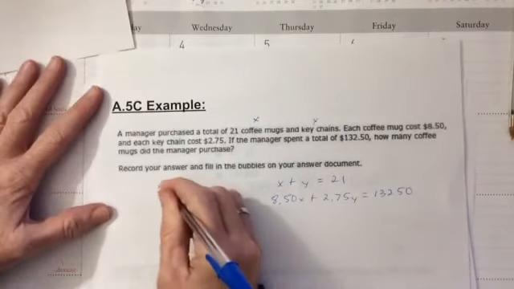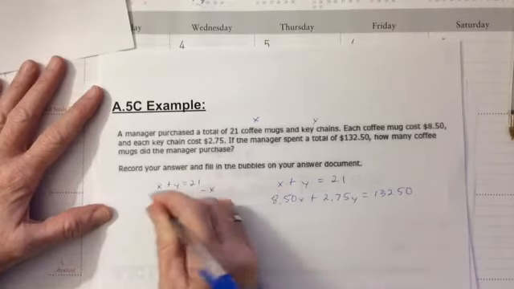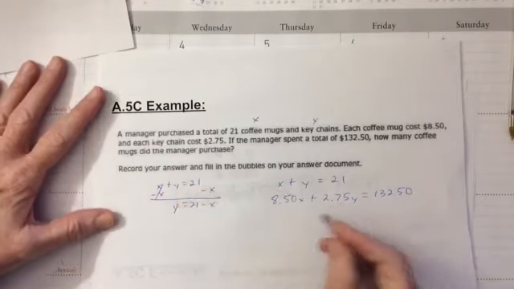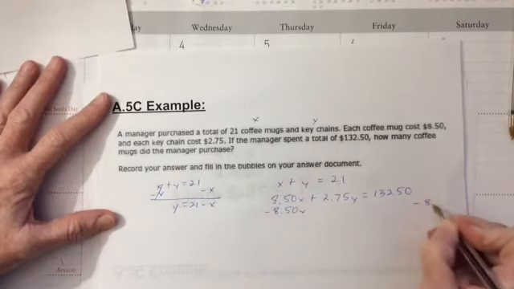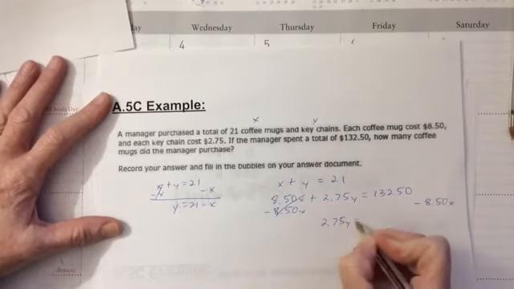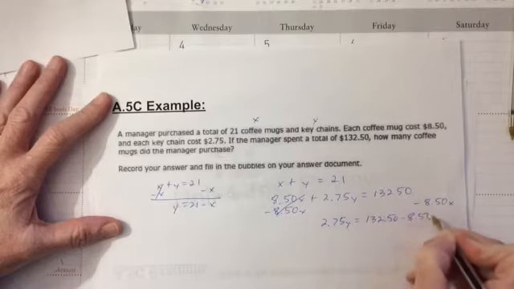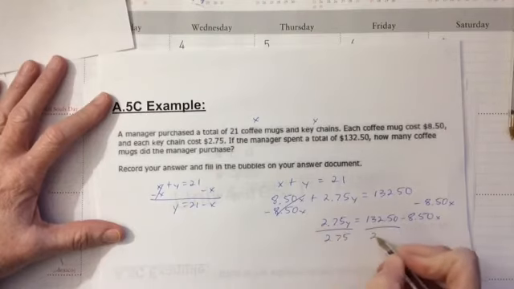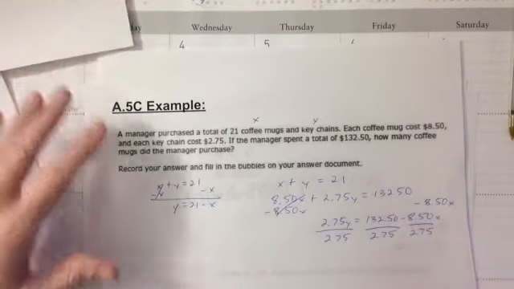So let's do that. X plus Y equals 21. Move the X. We're done with this one. Y equals 21 minus X. On this side, we need to move the X. Minus 8.50x, and that gives us 2.75y equals 132.50 minus 8.50x. Divide everything by 2.75. Good grief, this is crazy. And we're going to get our answer.